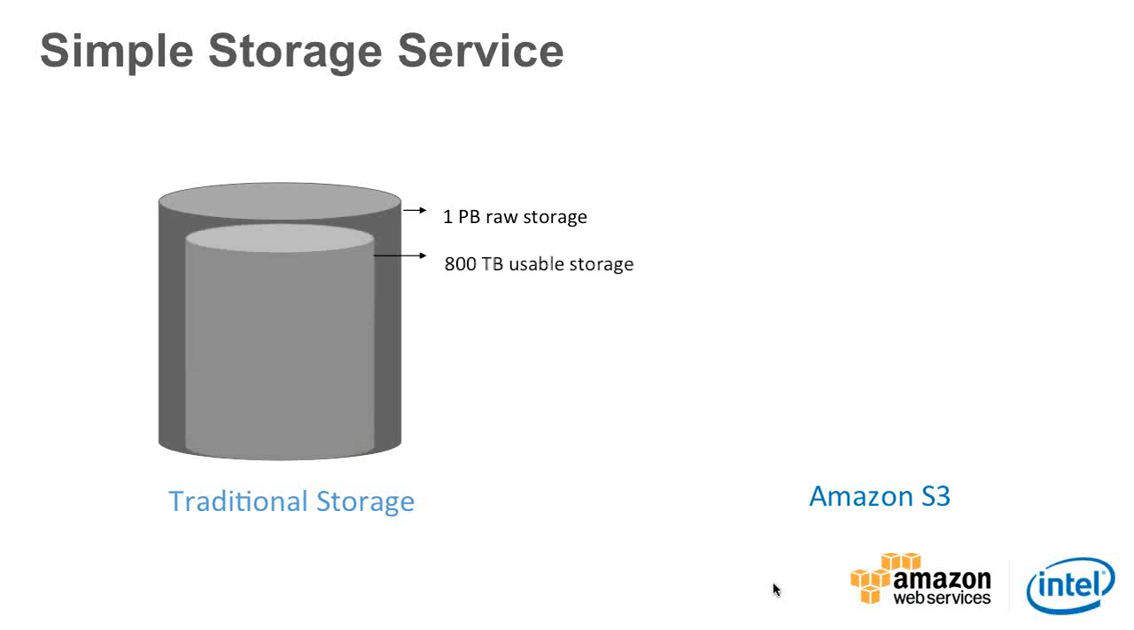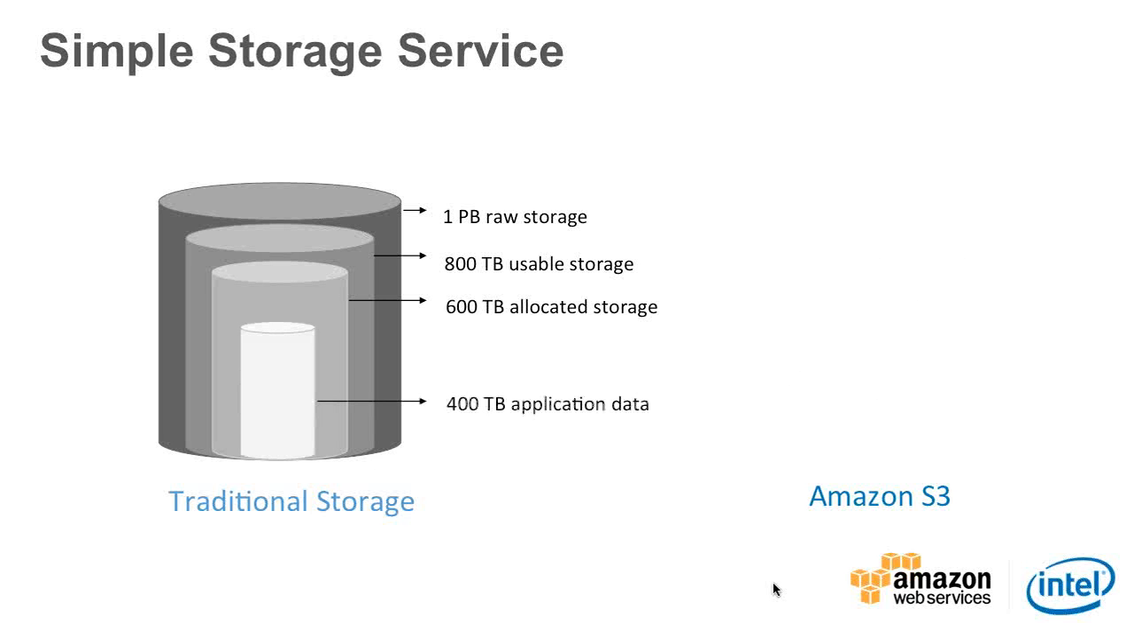Now, if you do that on 1 petabyte of storage, very often your actual usable storage is much lower. On top of that, if you put a file system on top of that to make that storage usable, again, you might have a certain form of compression here, and suddenly you're only left with 600 terabytes of actual allocated storage. Now, looking at your actual needs of your application, very often you do not consume 100% of that allocated storage. You might just consume a certain subset of that storage that you have allocated, and the application data might only be as big as 400 terabytes.